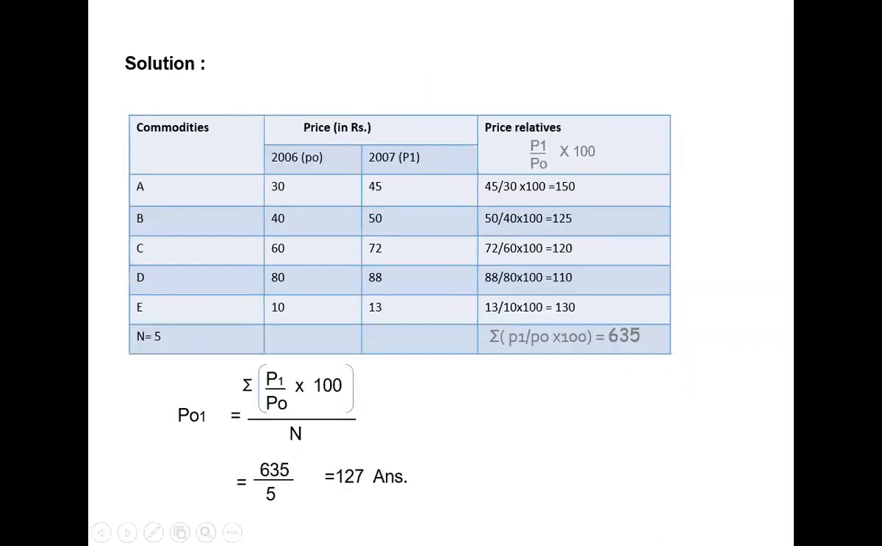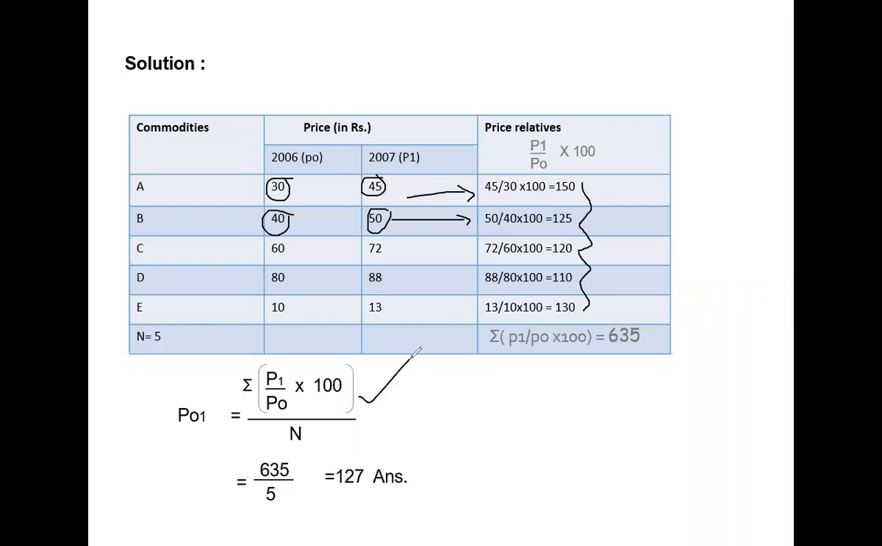So this is how the table is going to look. We have the price in 2007 for commodity A over the price in 2006 for commodity A. So this divided by that times 100% gives you this quantity. Then you do the same for the others, which gives us the various price relatives. Once you are done, you sum the total up. That will be 150 plus 125 plus 120 plus 110 plus 130 gives you 635. And that is the quantity in the numerator for the index.